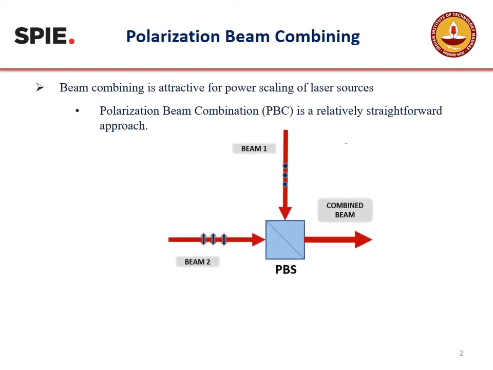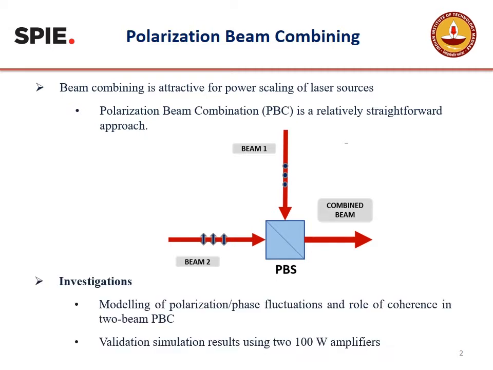The basic schematic diagram of a polarization beam combining setup is given, where two orthogonal polarizations are combined together using a polarization beam splitter. In this work, our investigations focus on modeling of polarization and phase fluctuations and the role of coherence in two beam polarization beam combining, and we will validate the simulation result using 200-watt amplifiers.